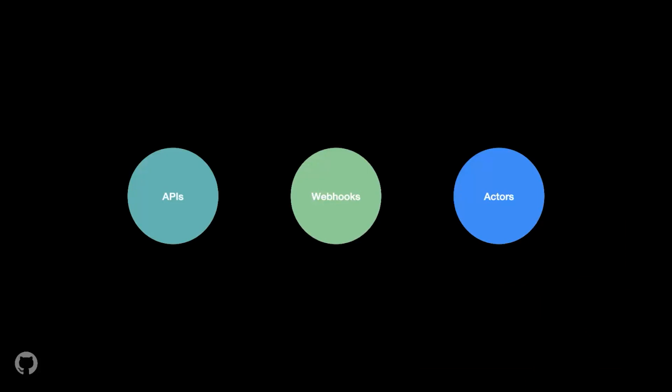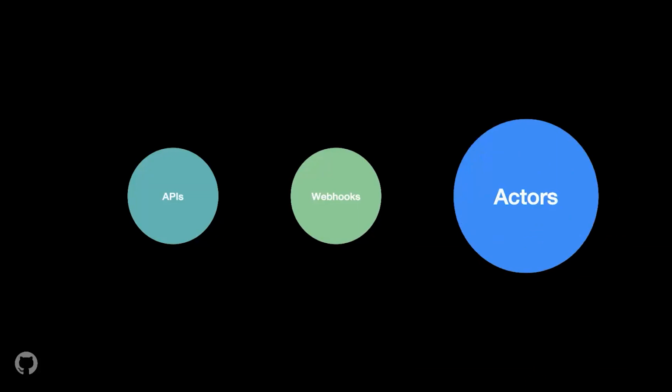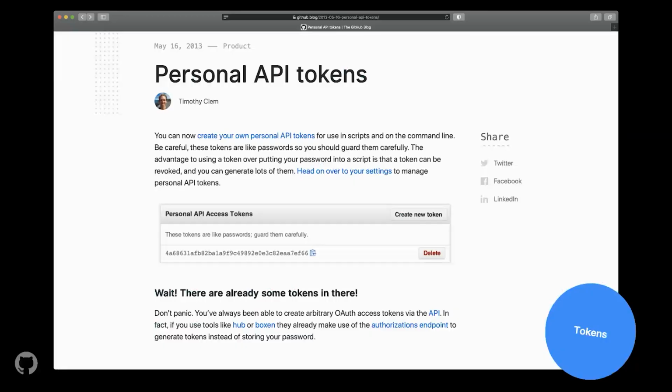I do want to spend a bit of time looking at actors specifically, the entities that authenticate and are authorized to programmatically access resources on GitHub over the API. Historically, these actors are synonymous with the users of GitHub, that's folks like you and I, and this concept was solidified with the advent of OAuth apps and personal access tokens.